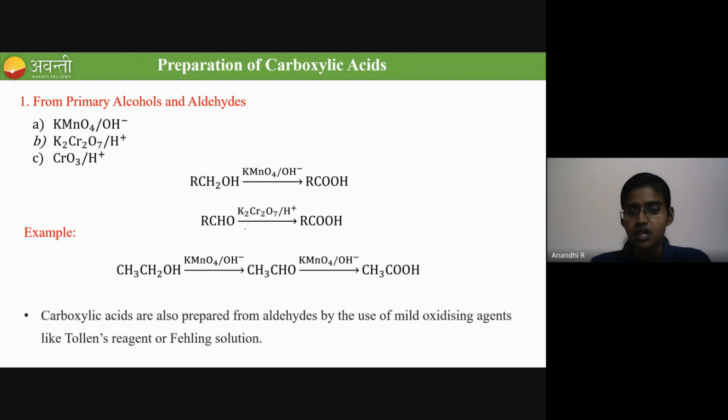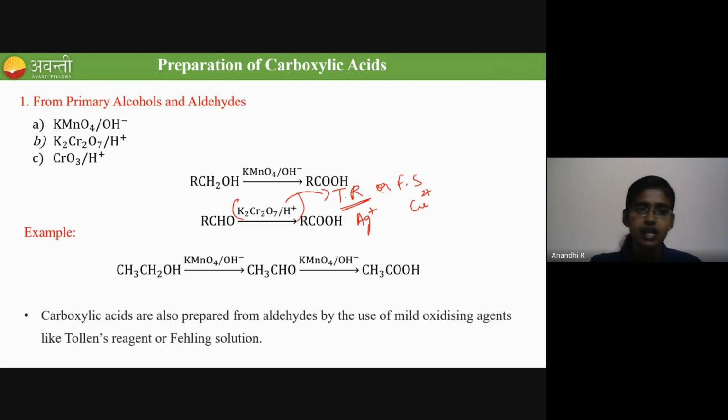Carboxylic acids are also prepared from aldehydes by the use of mild oxidizing agents like Tollens reagent or Fehling's solution. In Tollens reagent, we have used ammoniacal silver nitrate solution, right? And in Fehling's solution, we have used copper solution. Those two reagents are again mild oxidizing agents, a silver ion containing system and a copper ion containing system. So here, in place of K2Cr2O7, you can use Tollens reagent or Fehling's solution. Tollens contains Ag+ ion and Fehling's solution contains Cu2+ ion.